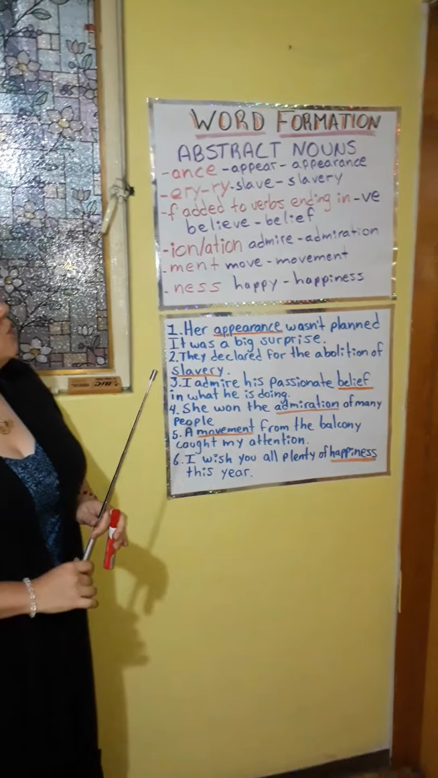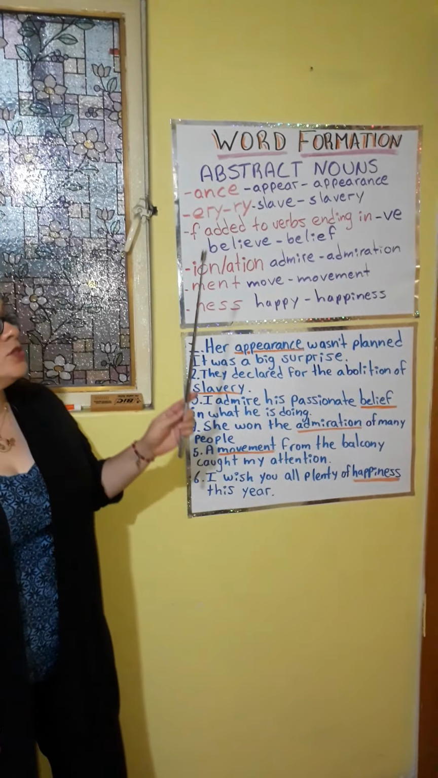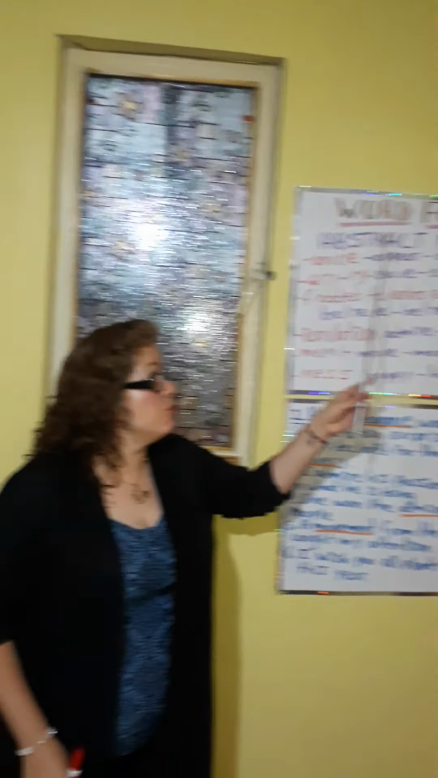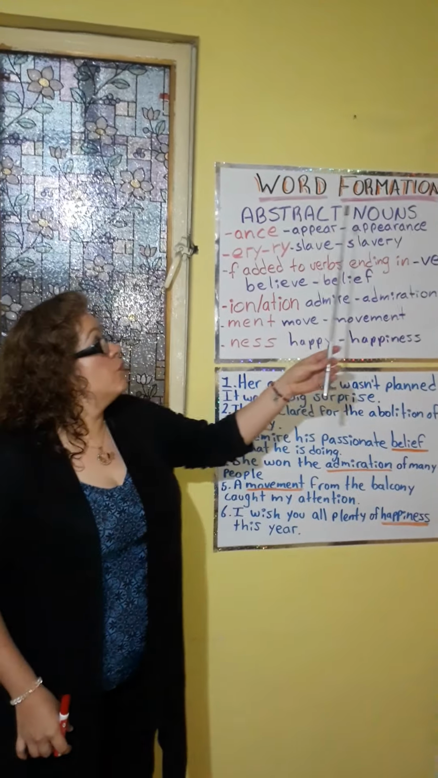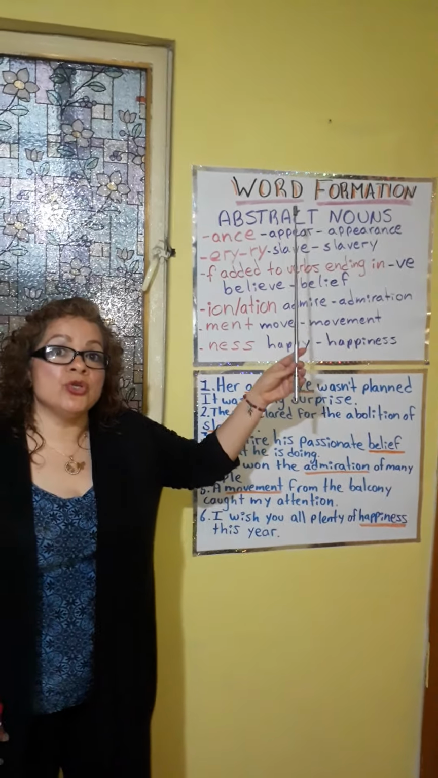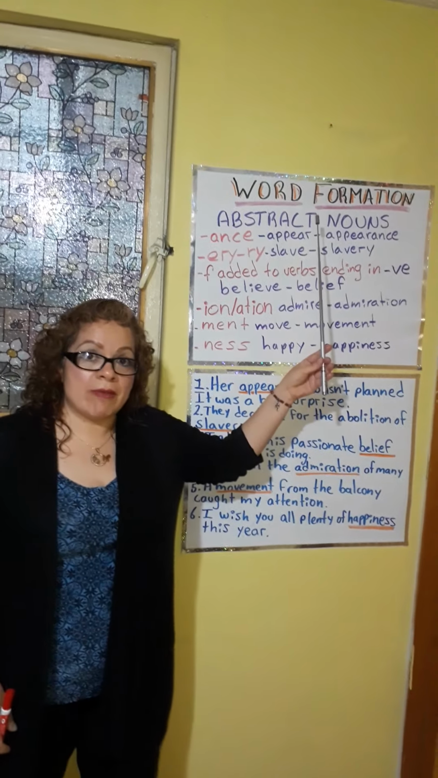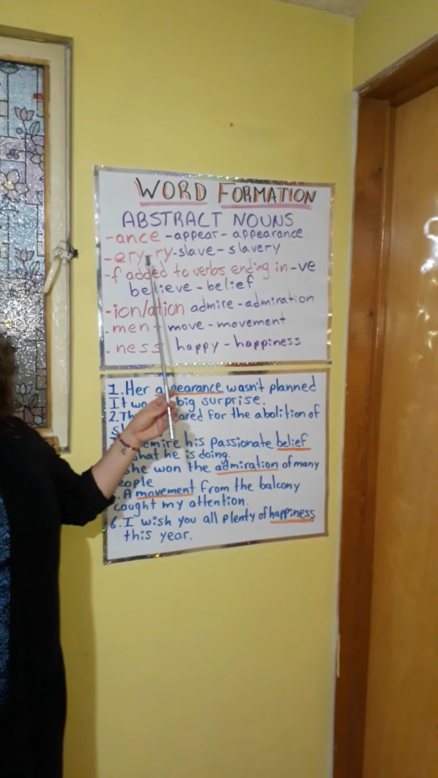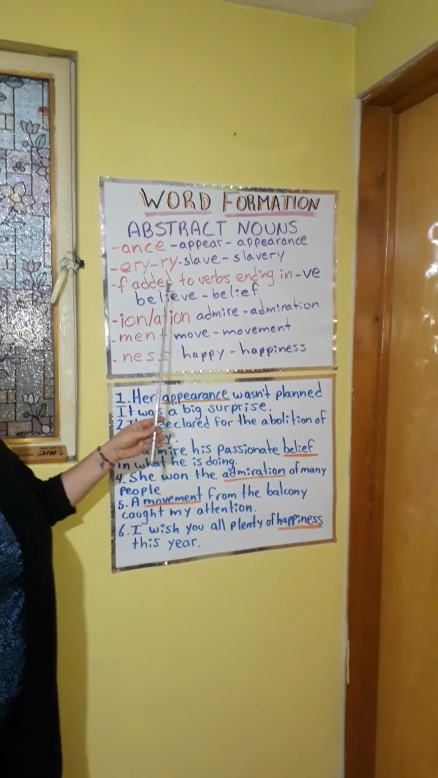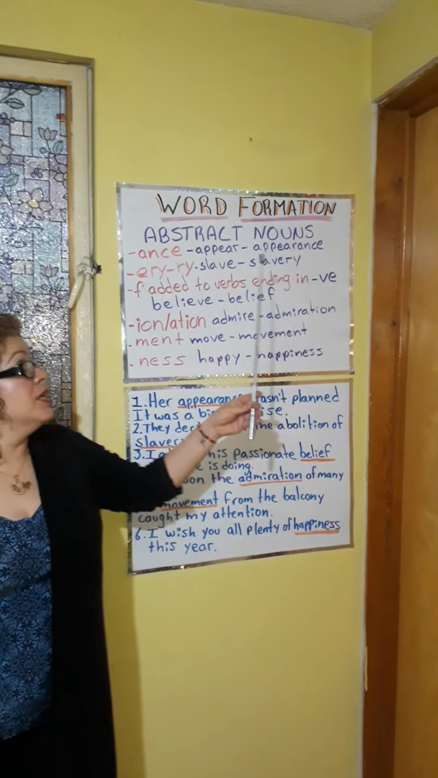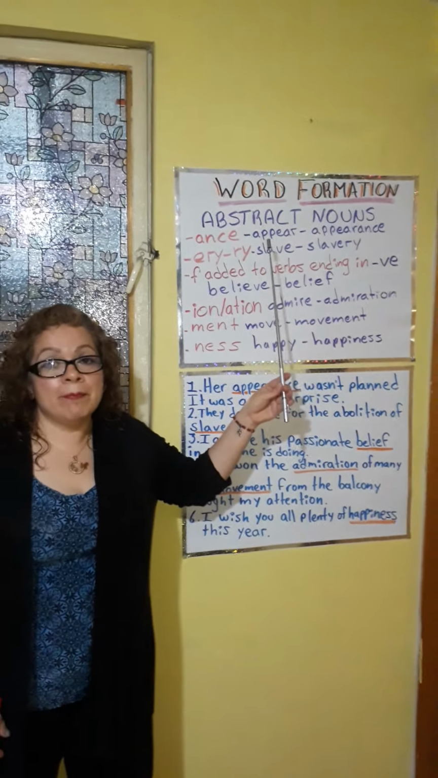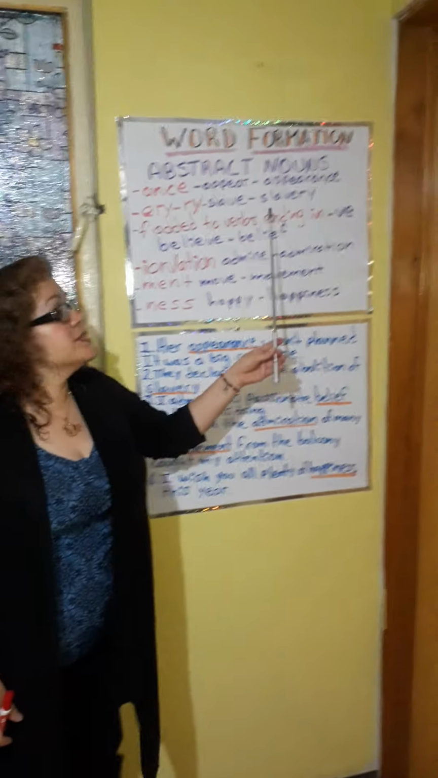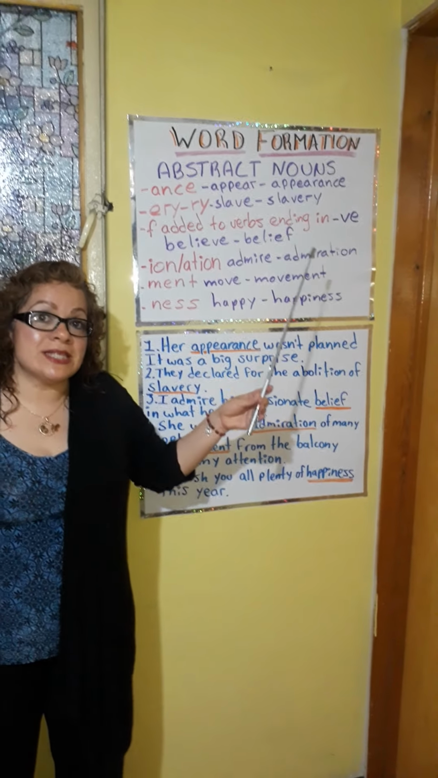So first of all, here we have the suffixes. For example, appear, and you add the suffix, appearance. Of course, appear is a verb, so you create an abstract noun from a verb, adding the suffix -ance. Then you have -ry, for example, slave, slavery. Slave is a noun, a person that is not free. It's like an object. So slavery is an abstract noun, the concept.